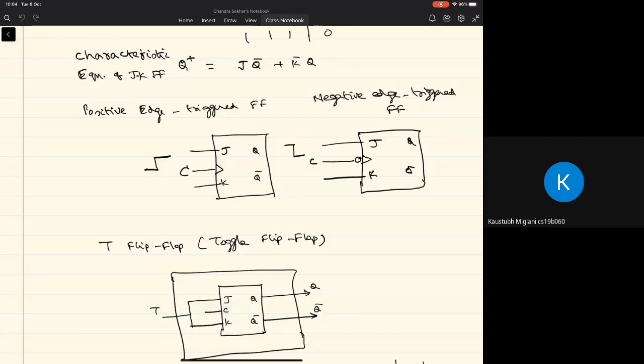The most commonly used flip-flops are the edge-triggered flip-flops, where the control signal has to be in the form of an edge, either the rising edge or the falling edge. If it's the rising edge, where it goes from 0 to 1, then it's called a positive edge-triggered flip-flop. Otherwise, if the effect of the inputs on the state of the flip-flop is there only after the falling edge, that is when the control signal goes from 1 to 0, then it's called a negative edge-triggered flip-flop.